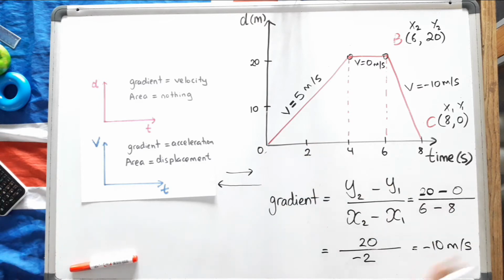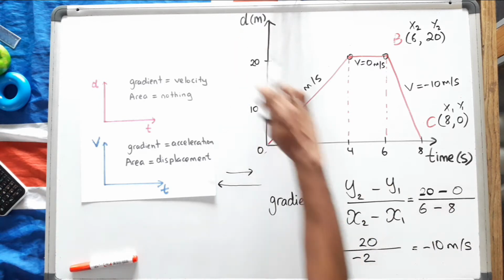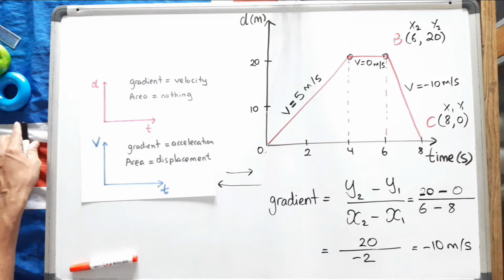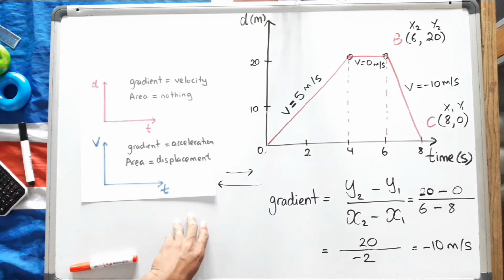So I'm not going to go any further with displacement time graphs. It's pretty simple. The next one I'm going to do is velocity time graphs. That's the more popular one in the CXC additional mathematics examinations. So see you in a few seconds.